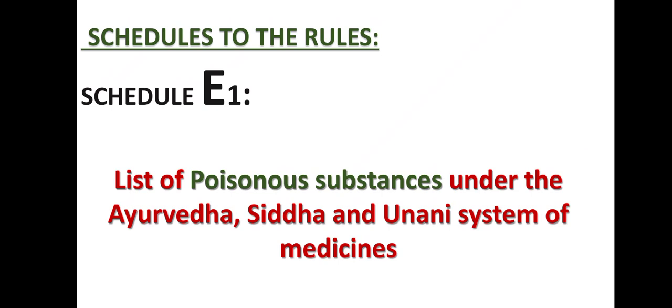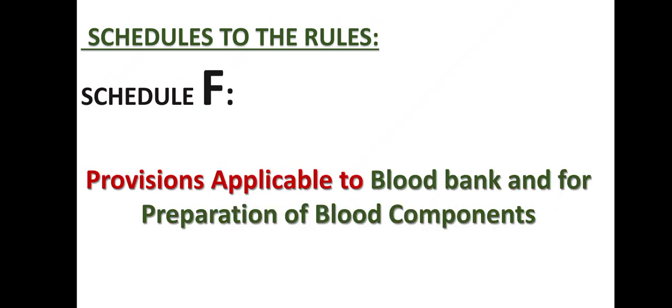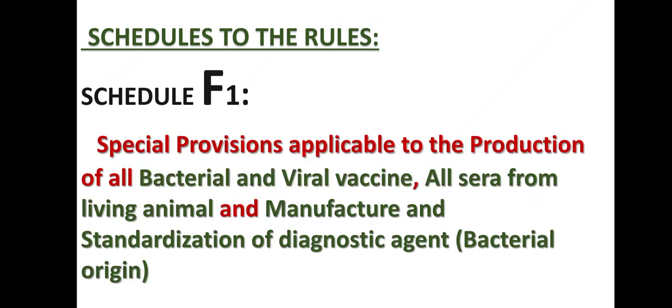Next, Schedule E1 deals with the list of poisonous substances that are used under the system of Ayurveda, Siddha and Unani medicines. Schedule F deals with provisions applicable to blood banks and for preparation of blood components.